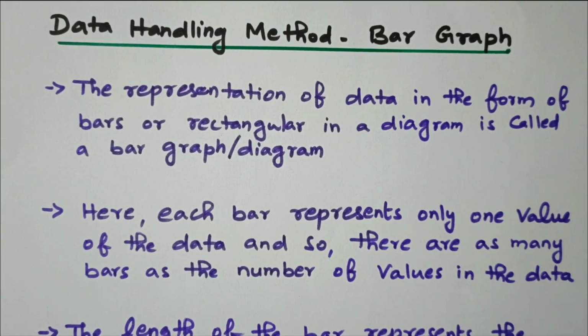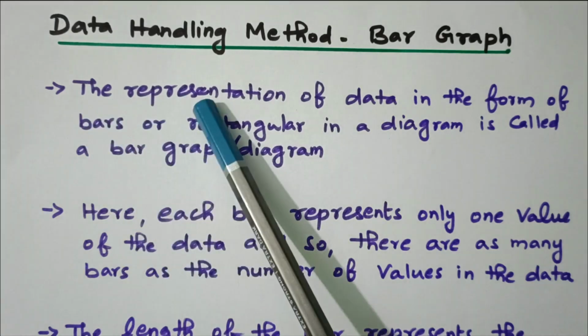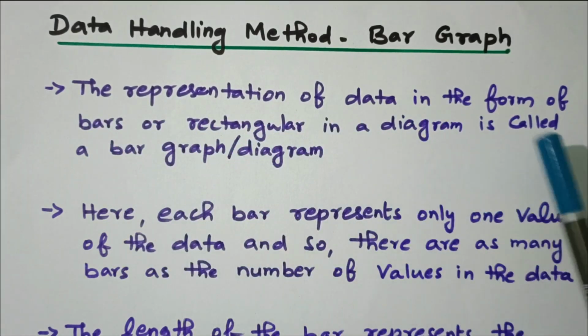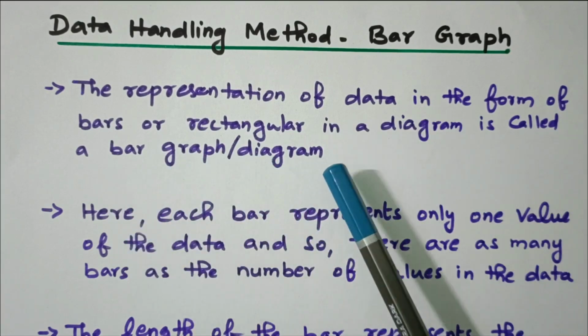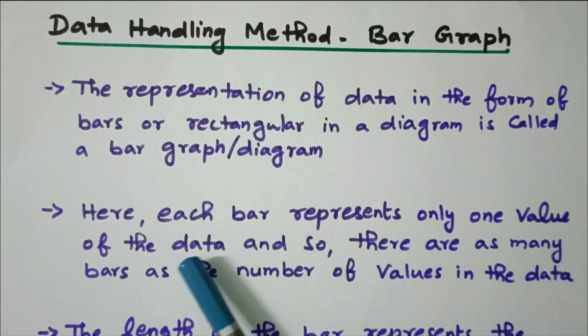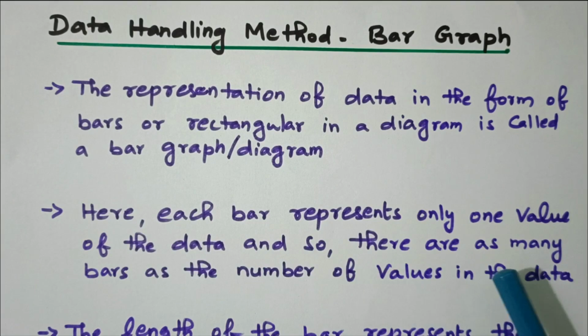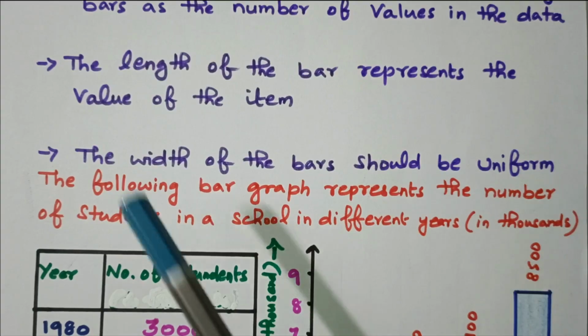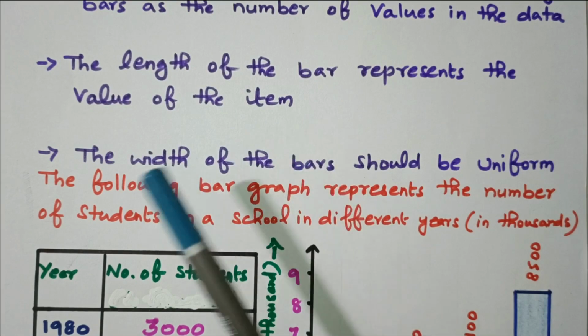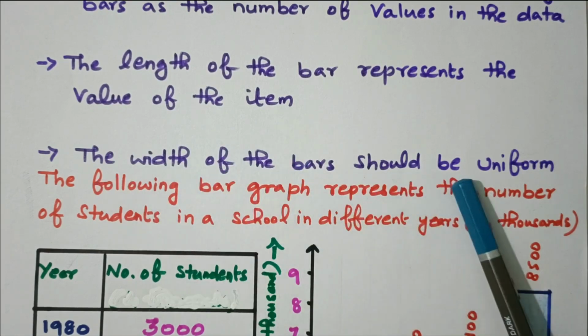Bar graph is a type of data handling method. The representation of data in the form of bars or rectangles in a diagram is called a bar graph or a bar diagram. Here, each bar represents only one value of the data, and so there are as many bars as the number of values in the data. The length of the bar represents the value of the item. The width of the bar should be uniform.